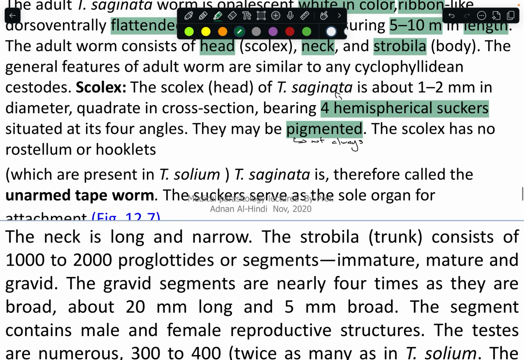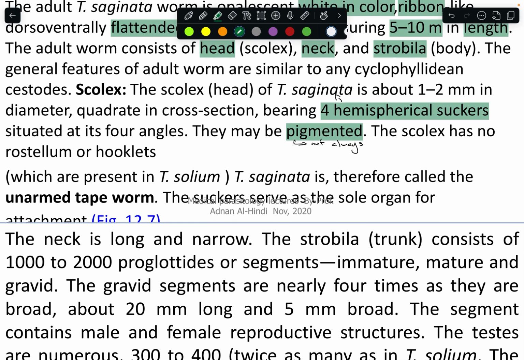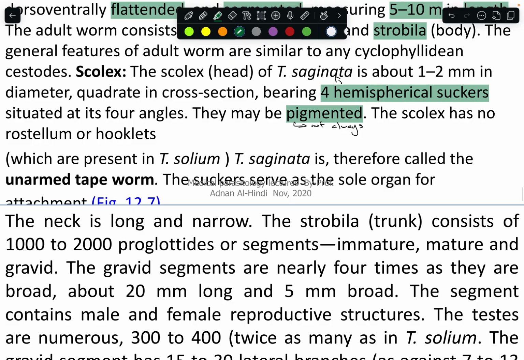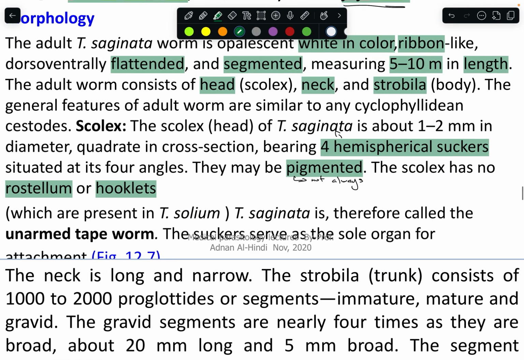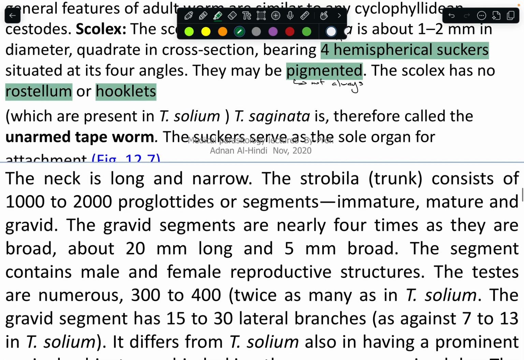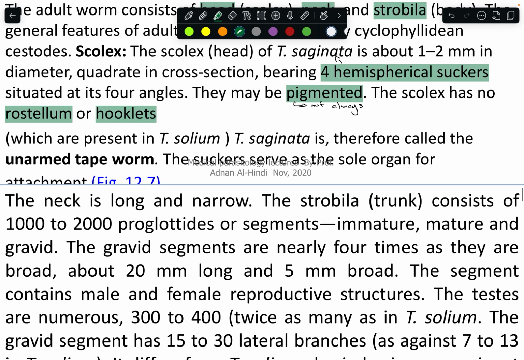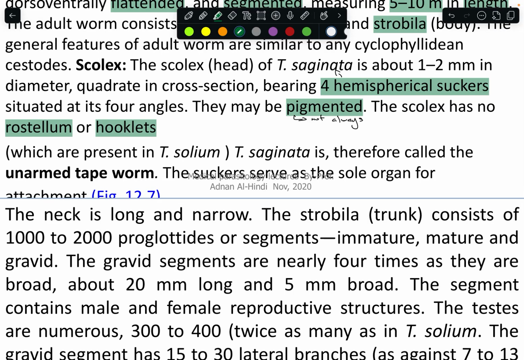The scolex has no rostellum or hooklets, so no hooks. Scolex, the head, has no hooklets, which are present in Taenia solium. Taenia saginata is therefore called the unarmed tapeworm. The suckers serve as the sole organ for attachment.